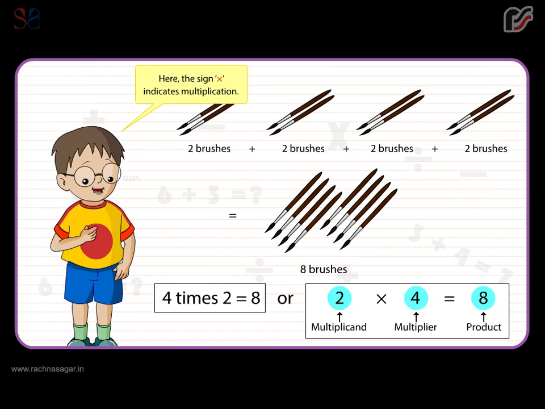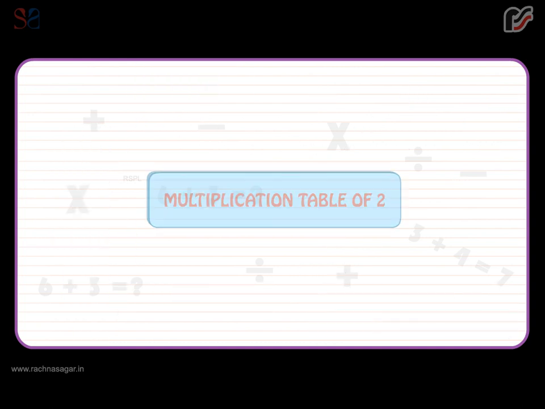Here, the sign X indicates multiplication. 2 is the multiplicand, 4 is the multiplier, and 8 is the product.